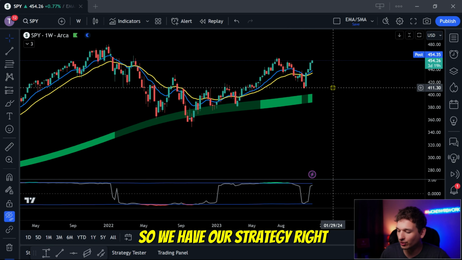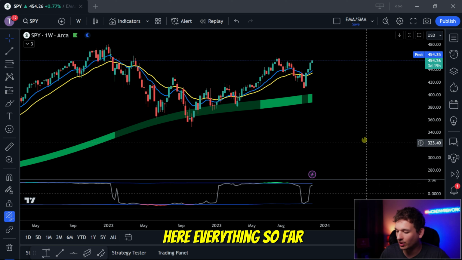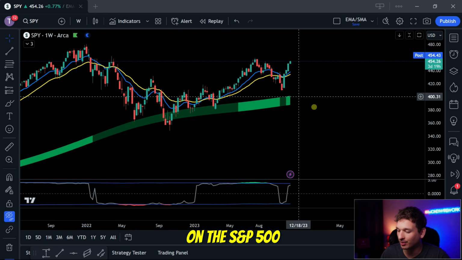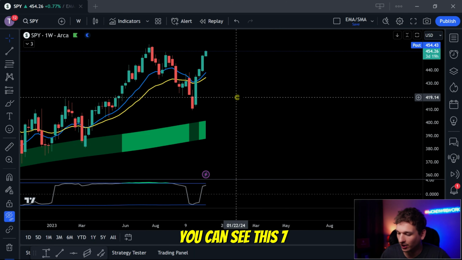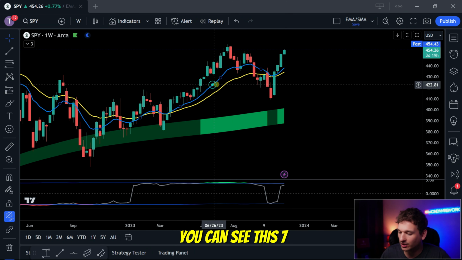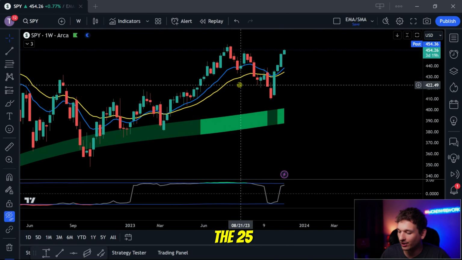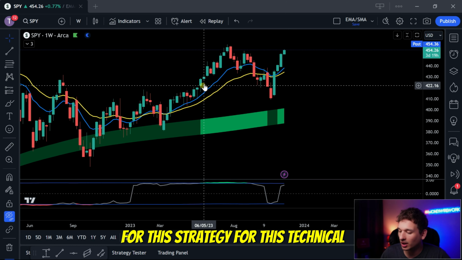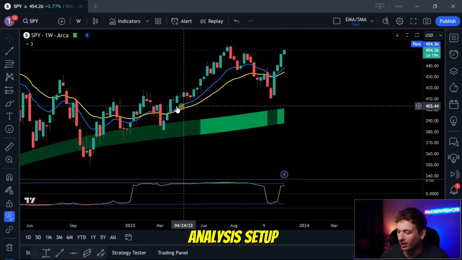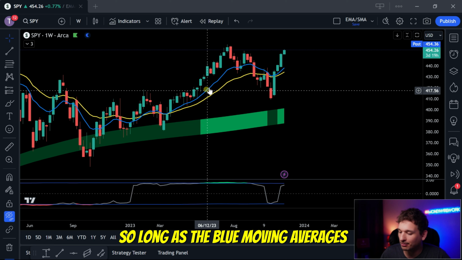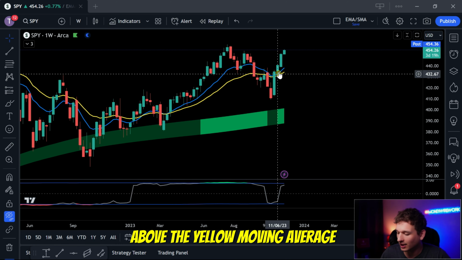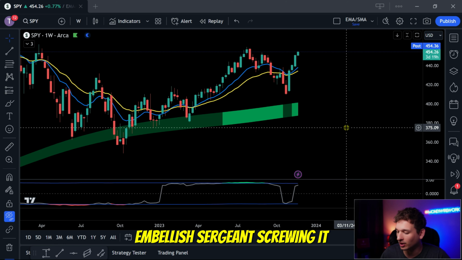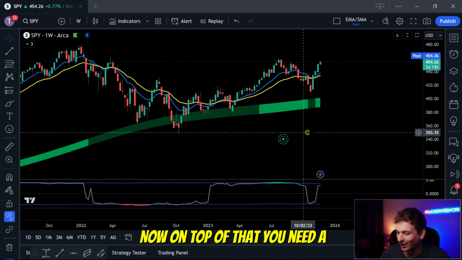So we have our strategy right here. Everything so far, I'm just going to say right off the bat, is bullish on the weekly on the S&P 500. So we have right here, you can see this 7-period simple moving average and then the 25-period exponential moving average. And for this technical analysis setup, so long as the blue moving average is above the yellow moving average, it is considered bearish. Or I'm sorry, considered bullish. Sorry, screwing it up right away here.